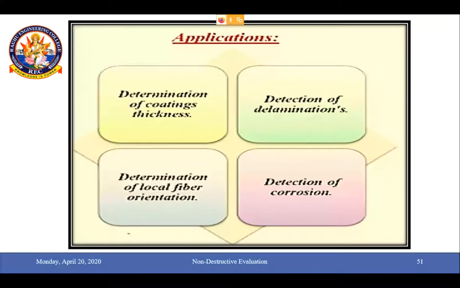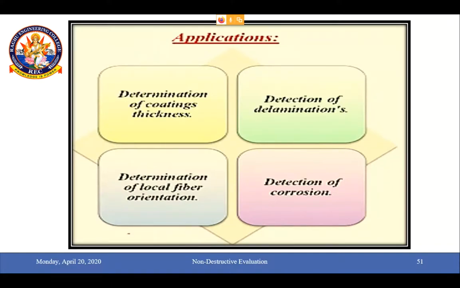Applications: determination of coatings thickness, determination of delaminations, determination of local fiber orientation, detection of corrosion. All these are various applications related to your lock-in thermography.